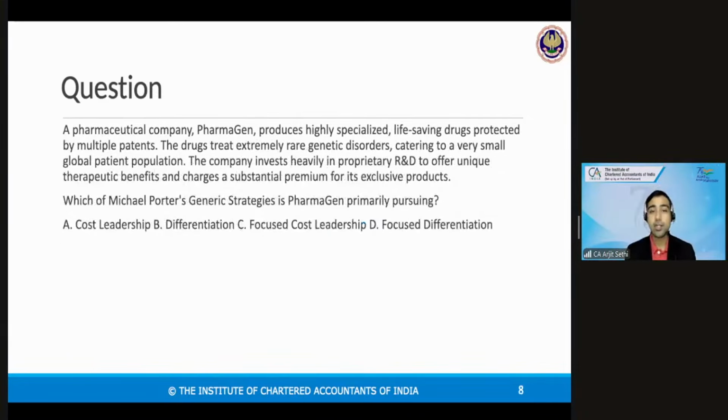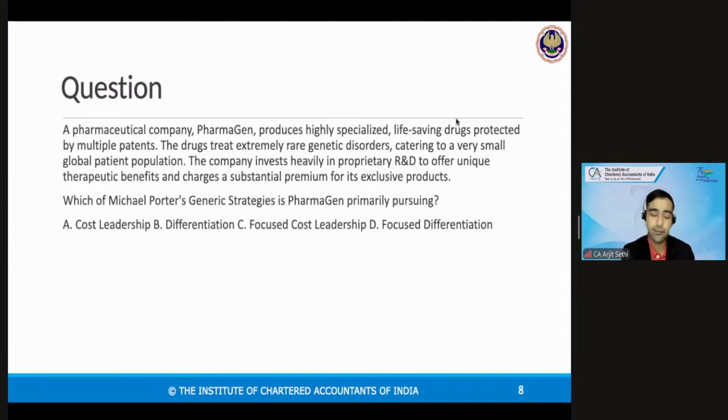Awesome. Question number two. A pharmaceutical company, Pharmagen, produces highly specialized life saving drugs protected by multiple patents. The drugs treat extremely rare genetic disorders, catering to a very small global patient population. The company invests heavily in proprietary R&D to offer unique therapeutic benefits and charges a great premium. It sells very expensive products for its exclusive products. Now, which of Michael Porter's generic strategies is Pharmagen primarily pursuing?